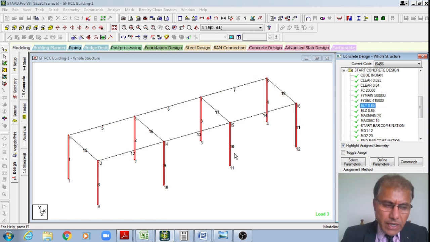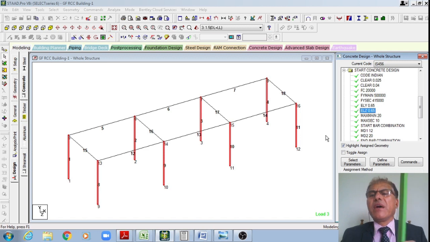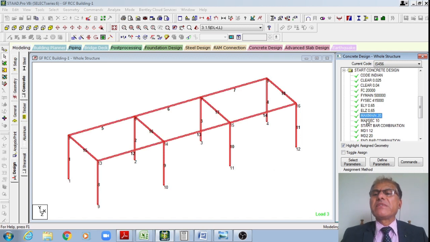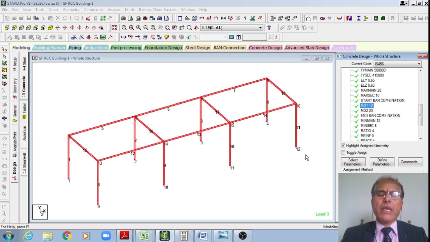Just now I already explained that the column is having the effective length factor about Y as well as Z as 0.65, and the maximum main steel is 20 for all these beams, and maximum secondary reinforcement is equal to 10. Now I start bar combinations with MD. The minimum combination steel is 12, and maximum diameter of the combination steel is 20. Then end bar definition, and minimum main steel as per IS 456 and SP 16 and SP 34, 12 mm dia, and minimum secondary steel 8 mm dia.